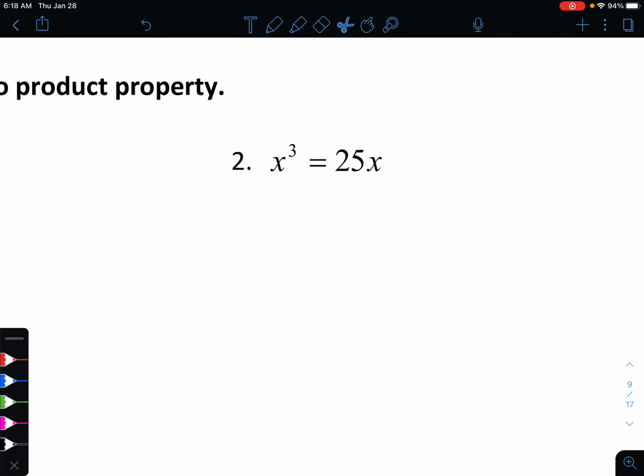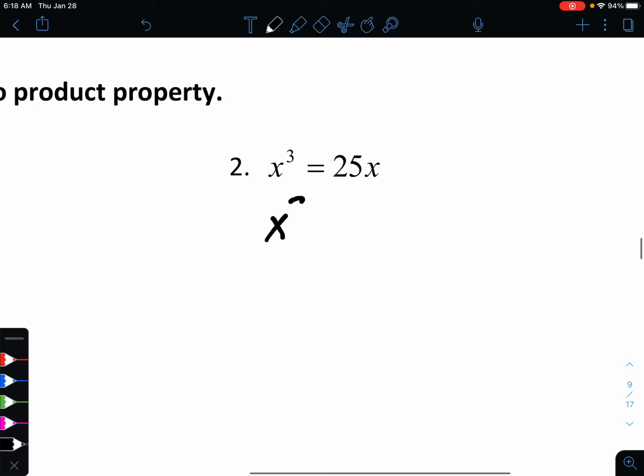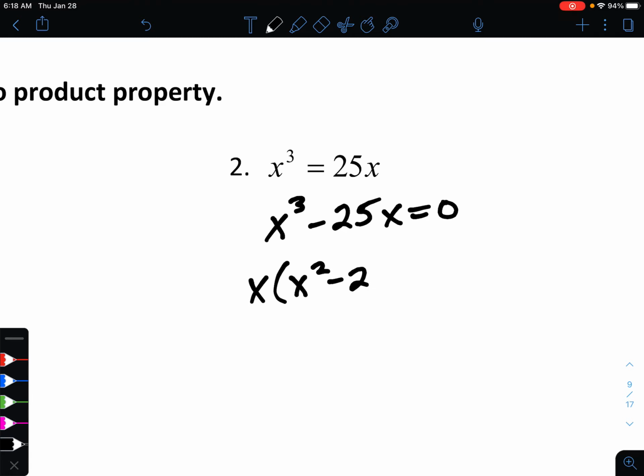But we're going to see why dividing by x, and in general dividing by a variable, is never a good idea. Instead, let's try to get this to look like we did on number 1. So let's get one side of our equation to equal 0. I'm going to do that by subtracting 25x from both sides. So my left side now is x cubed minus 25x. Next, we'll factor out our variable x, so that'll give us x squared minus 25 inside the parentheses is equal to 0.